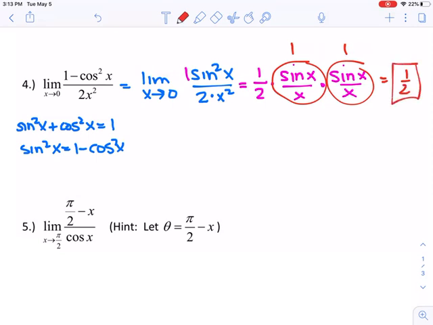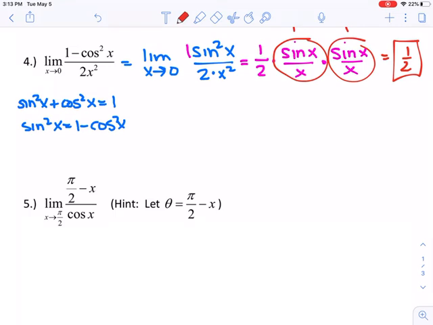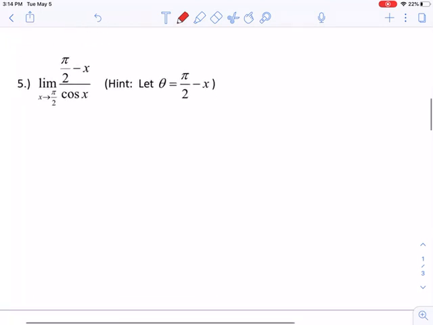Now let's look at the fun problem, number 5. For number 5, it looks tricky and mean, but if we go back and use some of our trig rules, it's going to help us out. For question number 5, it says I want to find the limit as x approaches pi over 2 of pi over 2 minus x all over the cosine of x. Now, unfortunately, I can't just plug that pi over 2 in for my x because that will give me a denominator of 0. So I have to figure out how to get rid of the denominator of 0.